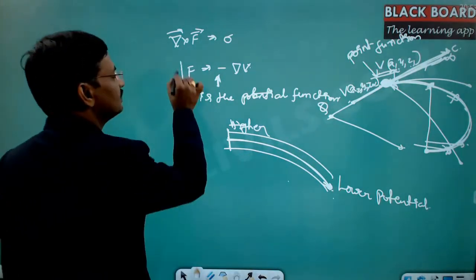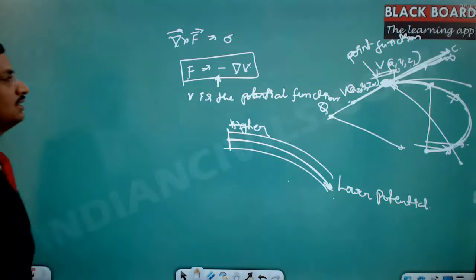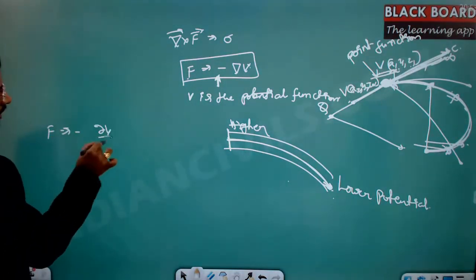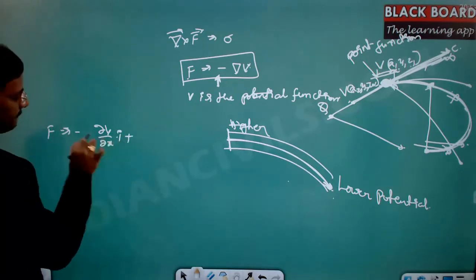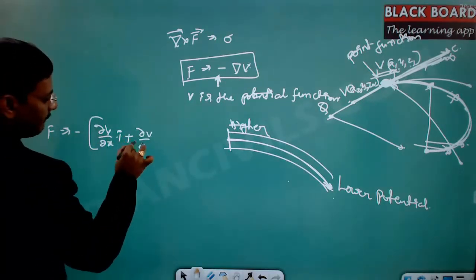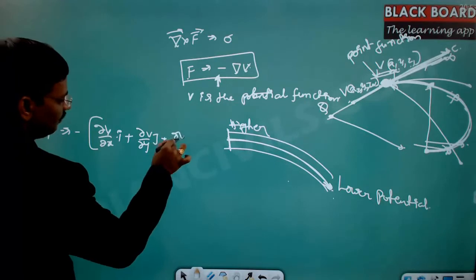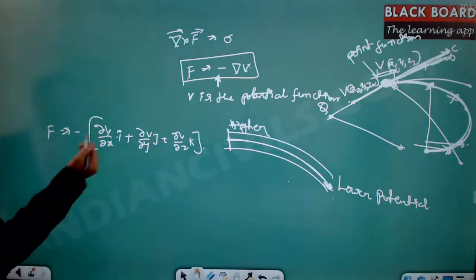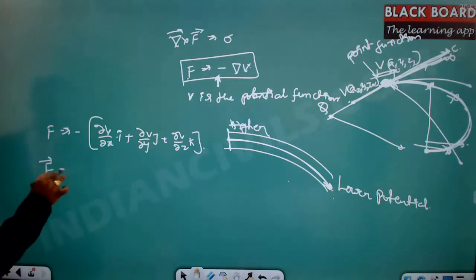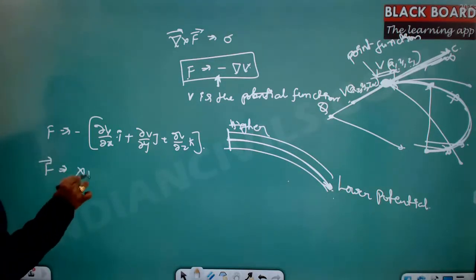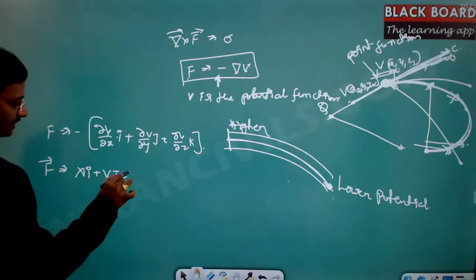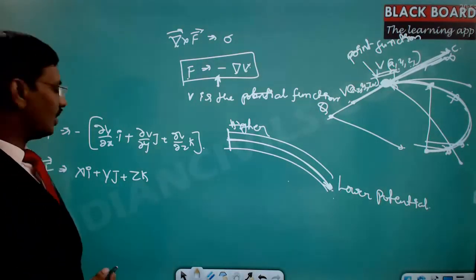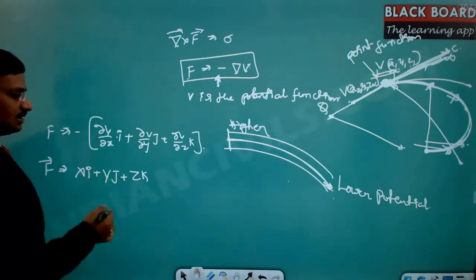So if this is the case, then F can always be expressed as minus, dou V by dou X into I plus dou V by dou Y into J plus dou V by dou Z into K, right? So this is how we express it. Now this F, you can express as capital X into I plus capital Y into J plus capital Z into K, where X, Y, Z are the components of the force along the X direction, Y direction and Z direction.